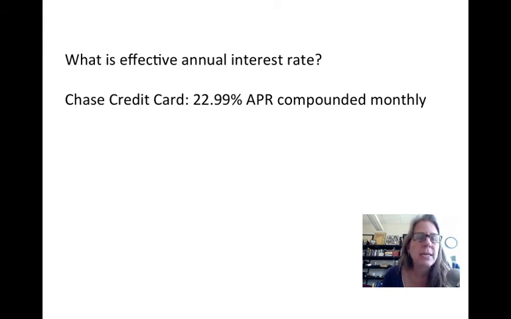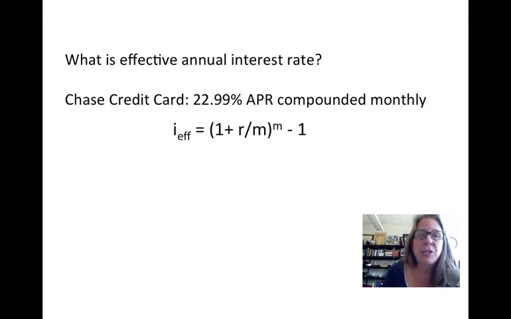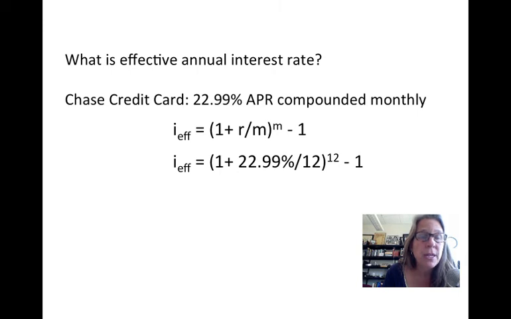So let's look at this example where we have a credit card at 22.99% compounded monthly. We're going to convert that into an annual rate using this equation. So r is 22.99% and m is 12. We go ahead and put those values in there. When I do this calculation, I either include the percentage sign or I'll put it as 0.2299. For me, those are interchangeable. You can do either one of those.